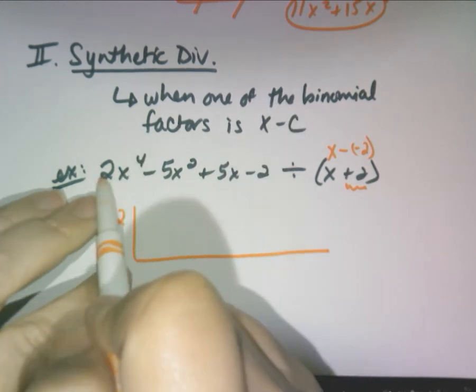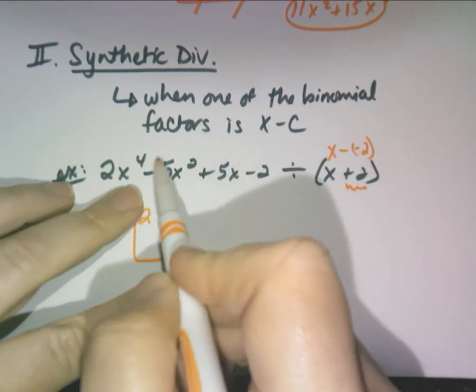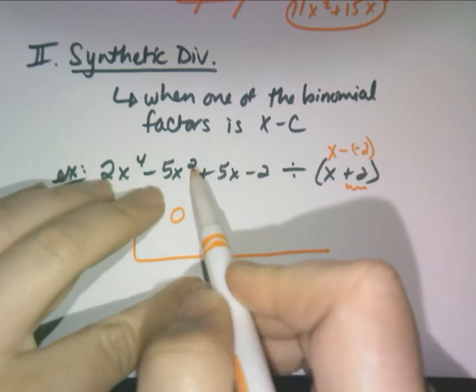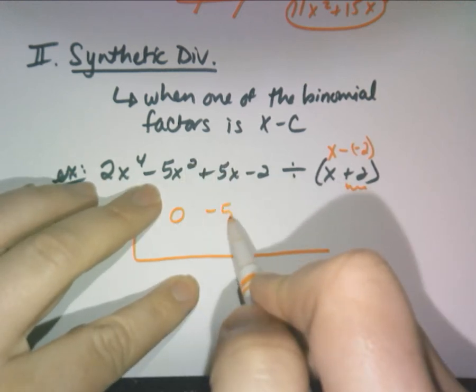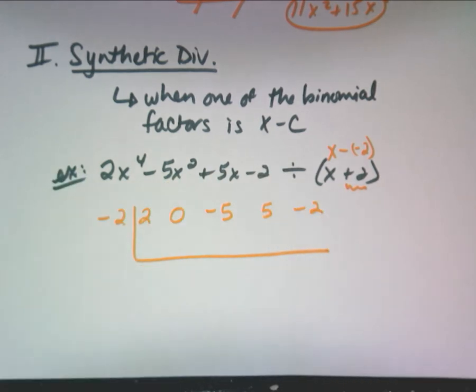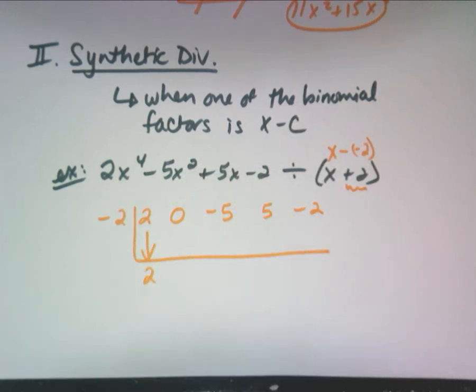So what I mean is you're going to start off with x to the 4th. This is 2. Do I have an x to the 3rd? So I put a 0. Do I have an x squared? Yes, negative 5. Do I have an x? Yes, 5. And a constant, negative 2. Now, here's how you do synthetic division. It's very easy, but again, it's this algorithm that you've got to remember what to do. You always, always, always drop down the first number. Just drop it down. You don't do anything to that front number.